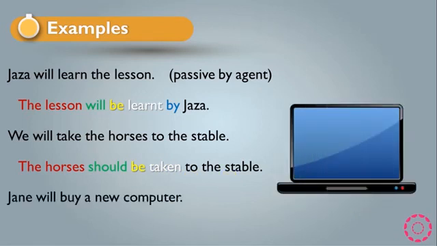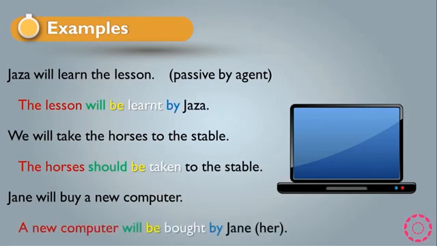Another sentence: Jane will buy a new computer. This is the active one. If you change to passive, it becomes: a new computer will be bought by Jane. A new computer altogether is the object, so you have to use will again, be after will, bought, which is the past participle of buy, by Jane, or you can say by her, which is the by agent.